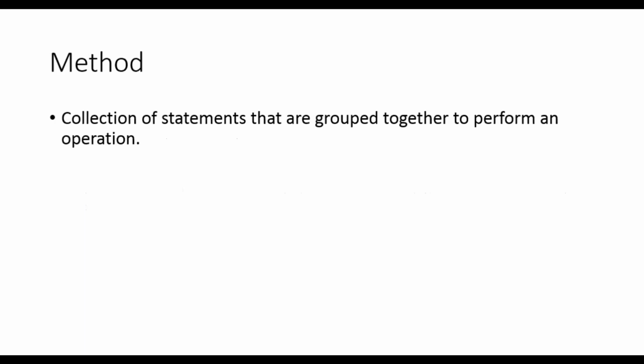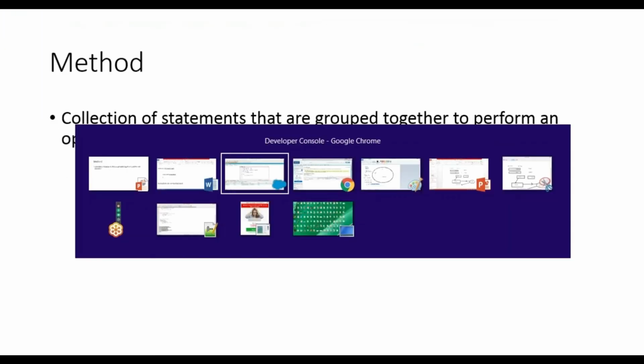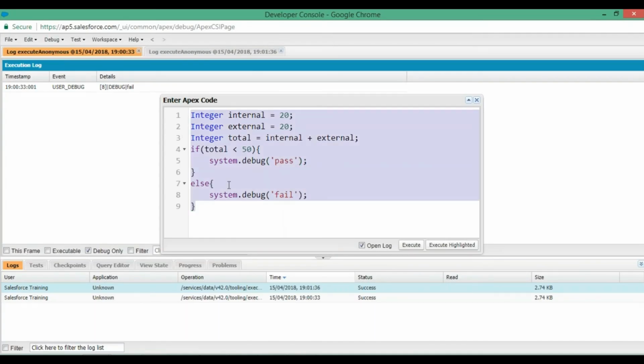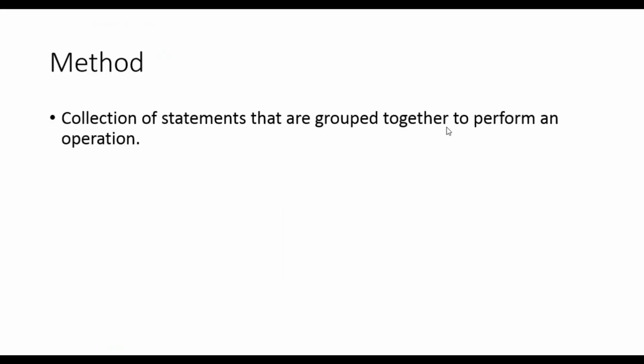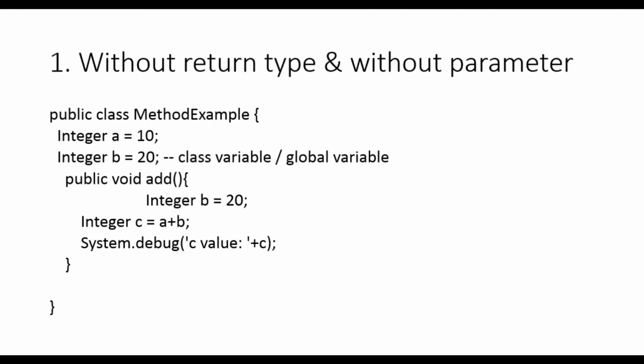Now we are going to see methods. So what is a method? If I want to put code in a class, I have to put it inside a method. Methods are nothing but a collection of statements grouped together to perform a specific operation. We'll see examples. We can have four different methods. The first one is without return type and without parameter.